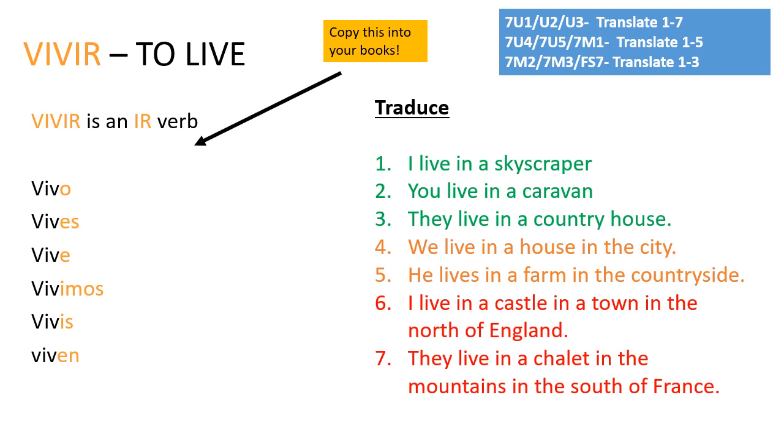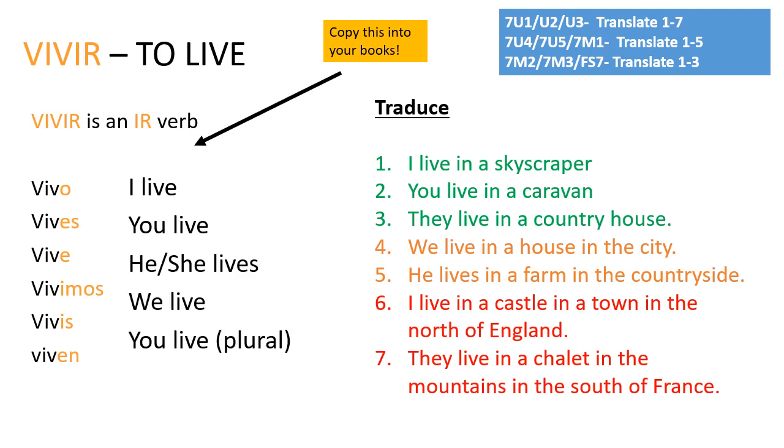Right, okay, the next slide, you've got your verb vivir, to live. It's an IR verb. We had a look at your IR verbs, not last week, the week before, I think the first week of Easter. So this is just a recap for you. So we've got your endings that are in orange at the end. And we've got vivo, I live, vives, you live, vive, he, she lives, vivimos, we live, vivís, you all live, or you plural live, and viven, they live.